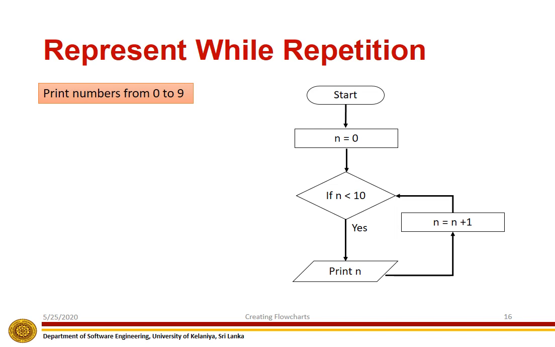And again we have to check the condition. So automatically the yes flow makes a loop. If it is no, then we end the process. Now we will check this.